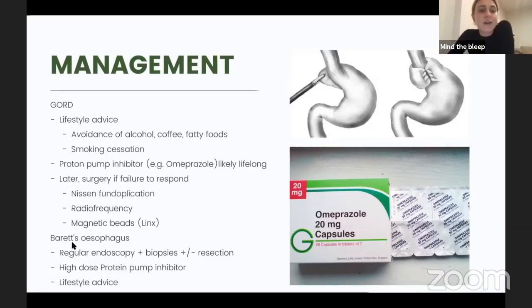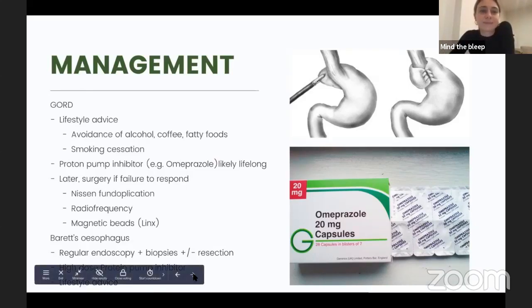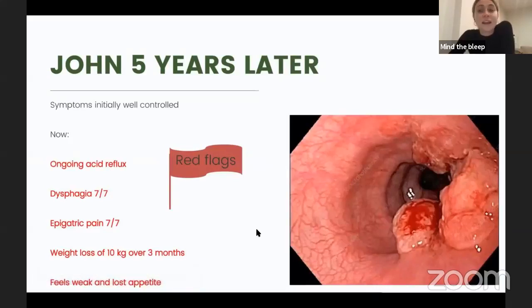In patients who have Barrett's esophagus, so in John's case, they will need regular endoscopy and biopsies, plus or minus a resection. So again, depending on what is found on the endoscopy and on the biopsies, you might have to intensify the surveillance. In patients with Barrett's esophagus, they need high-dose proton pump inhibitor, and lifestyle advice is the same as for GORD.